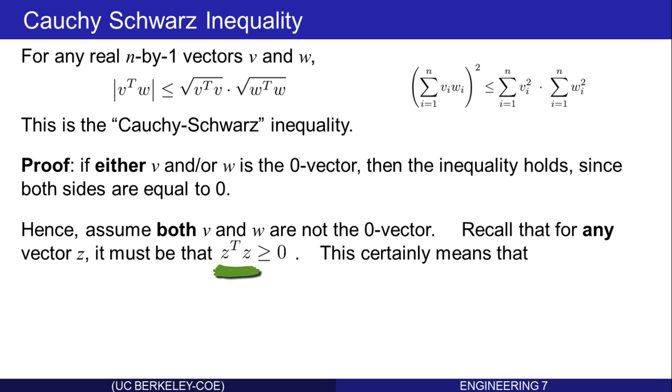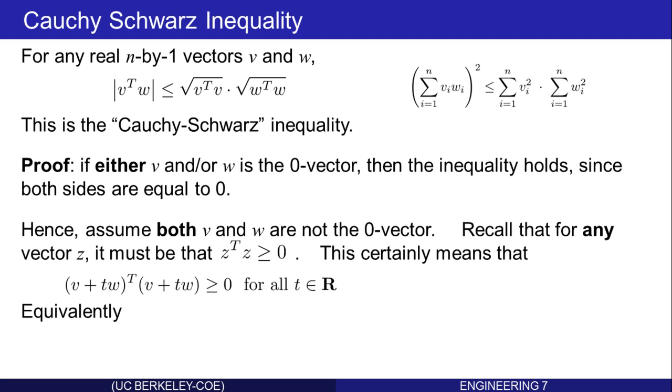That expression z transpose z is just the summation of the squares of all the entries of z. Hence, it must be greater than or equal to 0. So that certainly means that if I take the vector v and the vector w, and I scale the w vector by a scalar t and add it to v, that transpose times itself must always be greater than or equal to 0, regardless of the value of t. Right? This vector, v plus tw, is just playing the role of some z vector. So regardless of t, this is greater than or equal to 0.